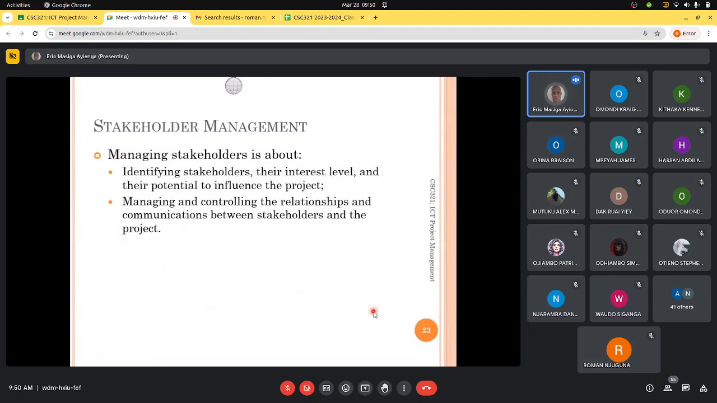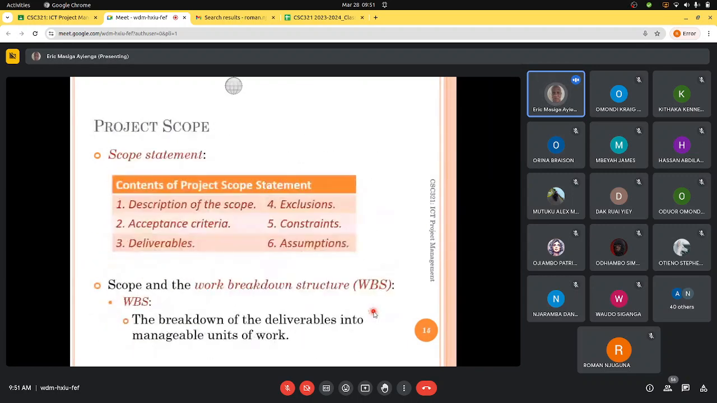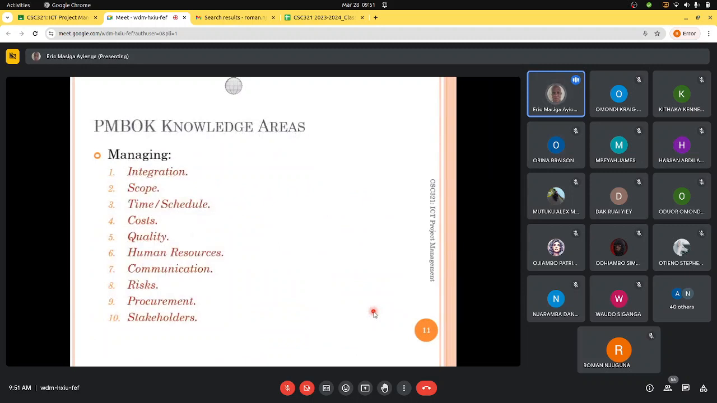So managing stakeholders is about identifying stakeholders, their interest level, and their potential influence to the project. And it's about managing and controlling the relationships and the communications between stakeholders and the project. So we have looked at this. We have looked at the project management body of knowledge. So these are the knowledge areas. So as a project manager, these are the areas that you should look at so that you end up with a product which your client will like.